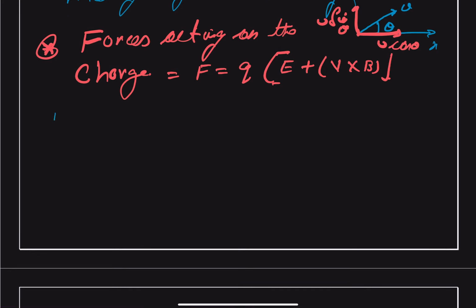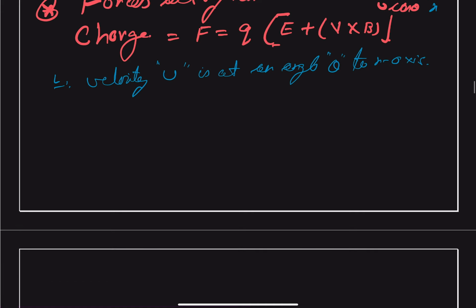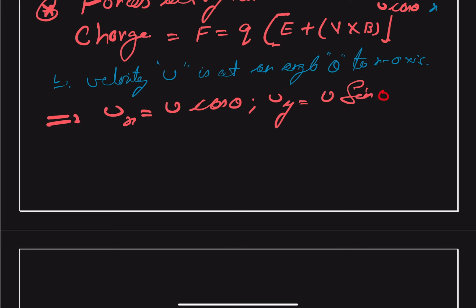So therefore we can say that velocity v is at an angle theta to the x-axis. Therefore, toward the x-axis the component will be v cos theta, and toward the y-axis the component will be v sin theta. And the z component is obviously 0 because it is in the xy plane.